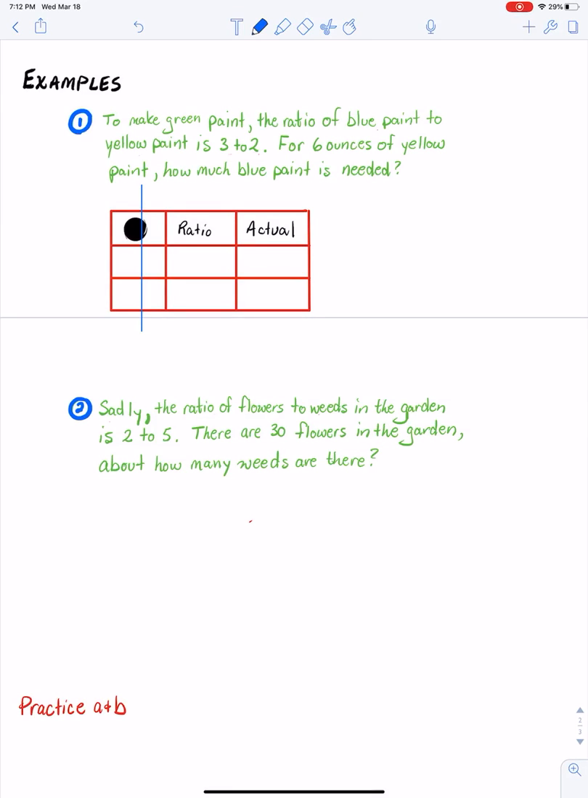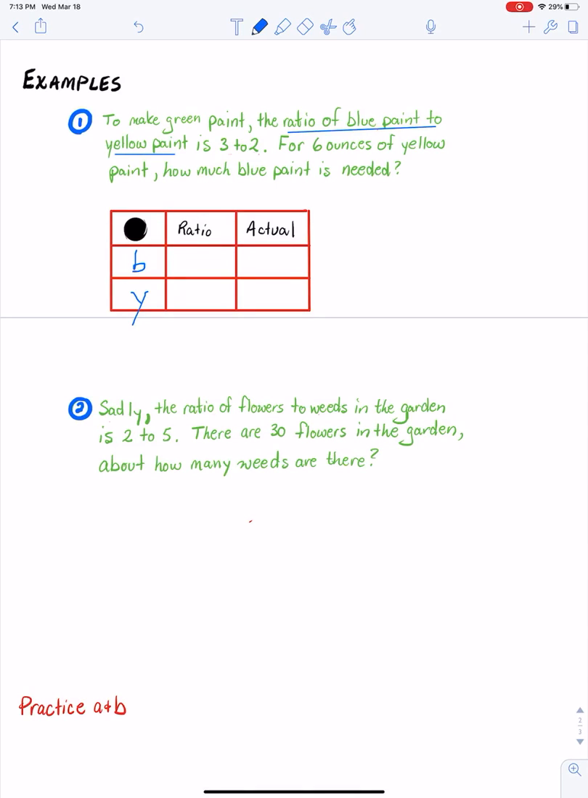Now we're going to look at that first column and get the information for it. I get it from the story problem. Looking at the first sentence, it says to make green paint, the ratio of blue paint to yellow paint is 3:2. It says specifically that the ratio of blue paint to yellow paint, that's what I'm interested in. I'm going to put that in the first column. A B for blue and a Y for yellow.